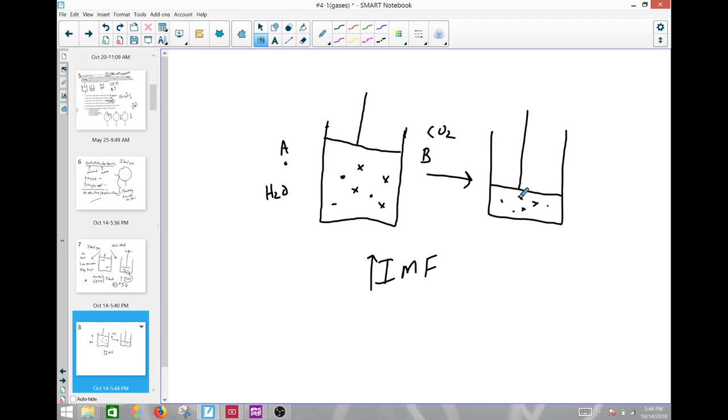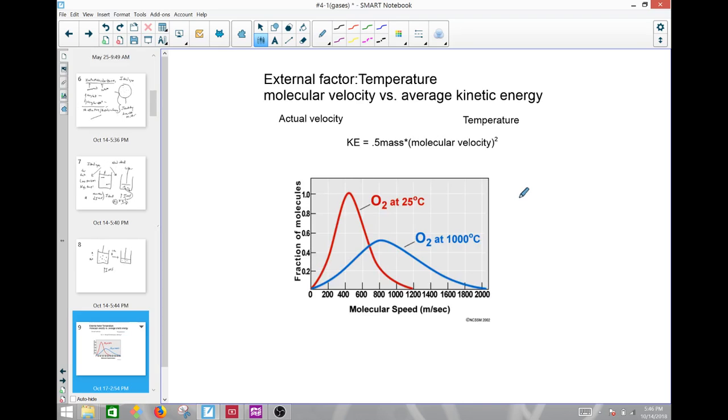So make sure you're clear on what an ideal gas is, what a non-ideal gas is, how gases become non-ideal, and which particles are most likely to act like either an ideal gas or a non-ideal gas based on the intermolecular forces present in that molecule. All right.